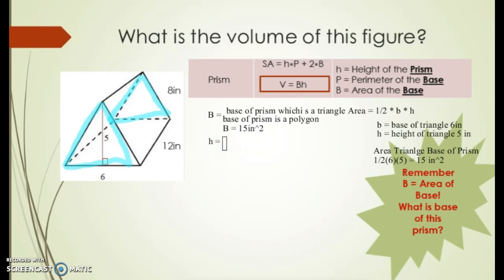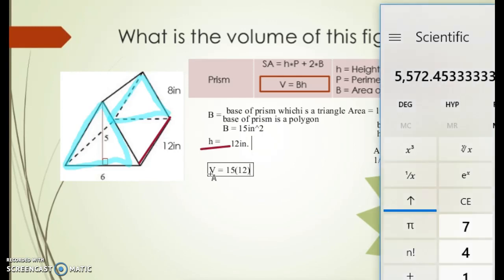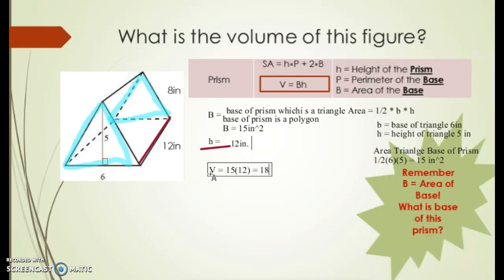And then the height goes from base to base. And in this case, the height is 12 inches. And so to find the volume, you just have to multiply 15 times 12, and you should get 180 inches cubed.